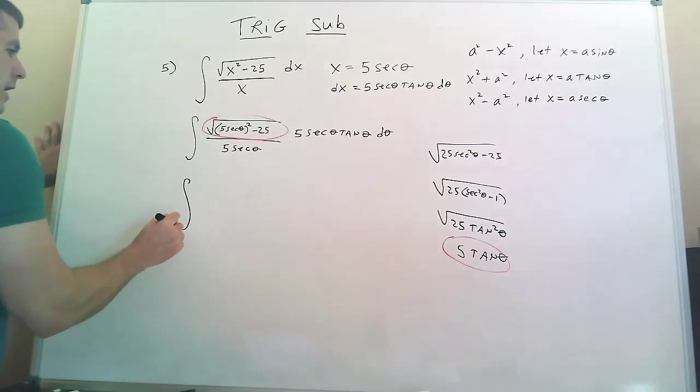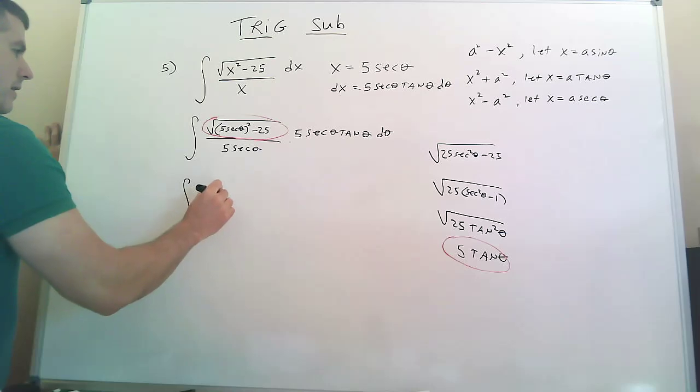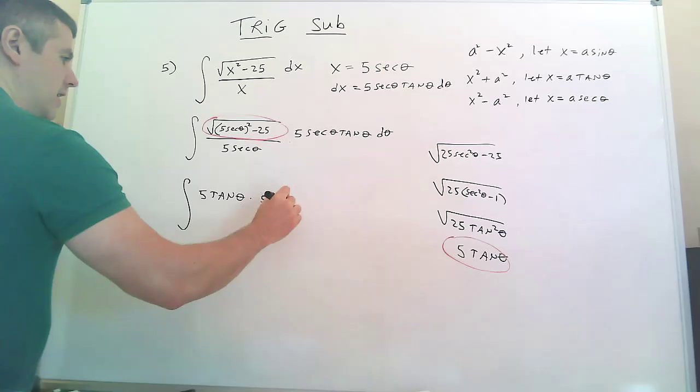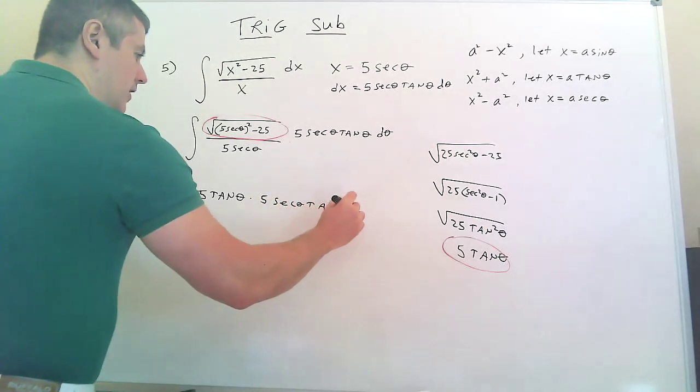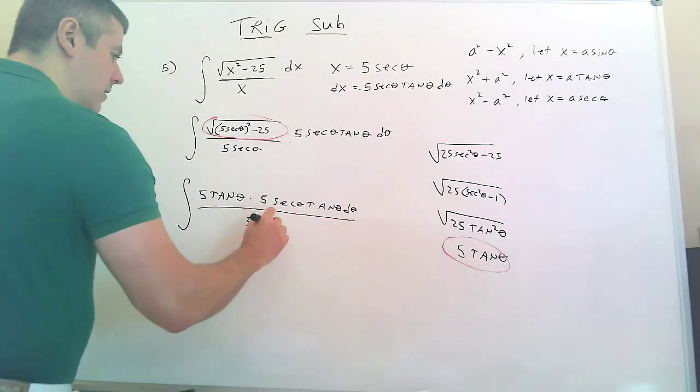So now I'm going to put everything on the top that goes there. So I have 5 tan theta. I already had that there, the secant theta tan theta. That was my dx, right? I put that as my dx. That goes on the top. And then on the bottom, all I had was just 5 secant theta.